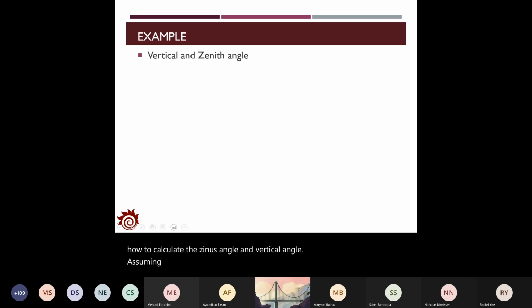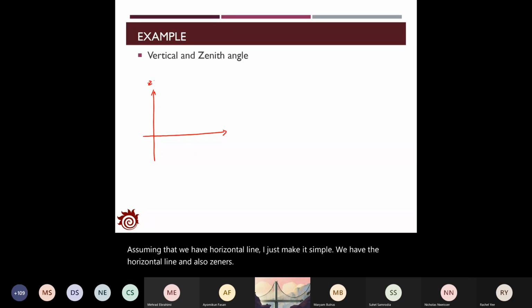Assuming that we have the horizontal line, I just make it simple. We have the horizontal line and also the zenith, and this is the zenith axis.